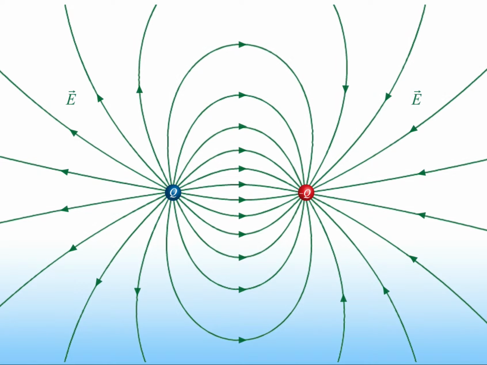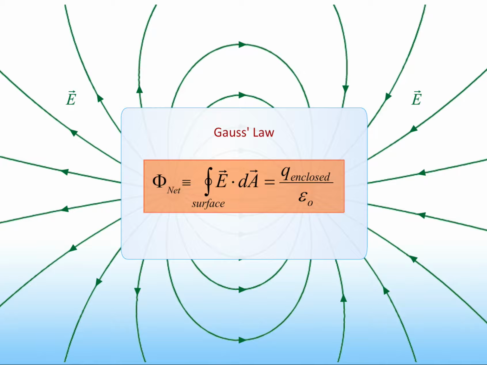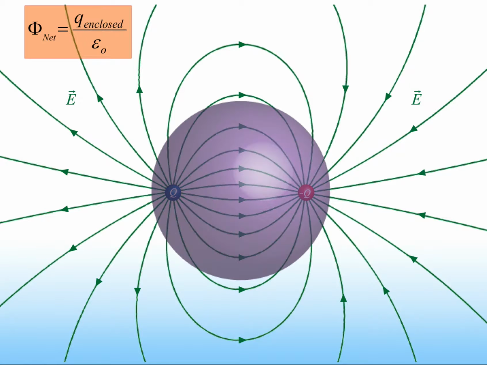We'll start with the electric field generated by the dipole shown, equal magnitude but opposite sign charges. We'll investigate Gauss's law for a few different surfaces. Recall that Gauss's law says that the flux through a closed surface is proportional to the charge enclosed. Let's start with a sphere that encloses both charges as shown.